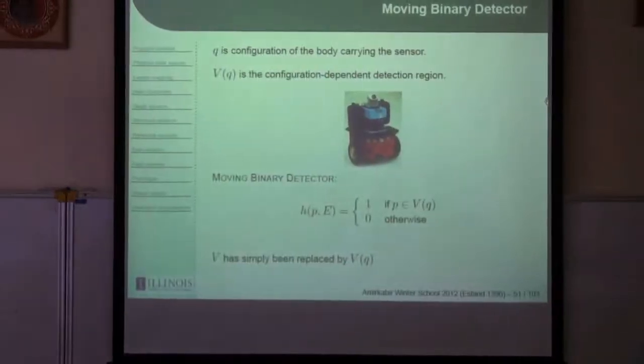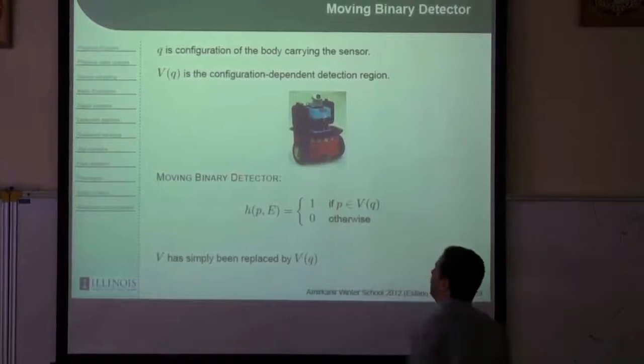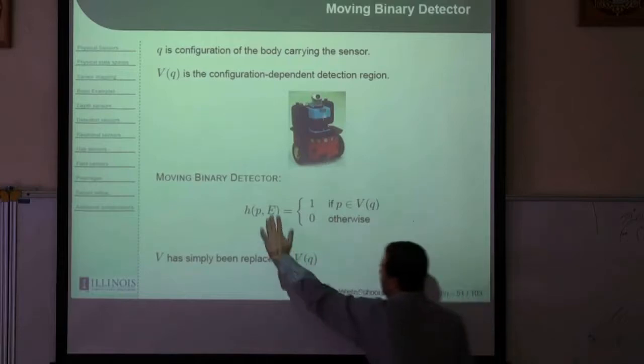I could have a moving binary detector. Maybe it tries to detect evaders or something. Like this, I just have a camera mounted on a robot. So in this case, it gets a little more complicated because I use my state here.